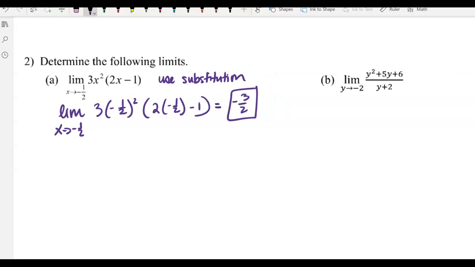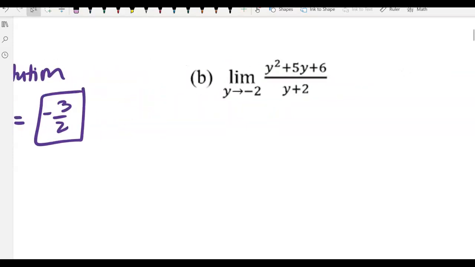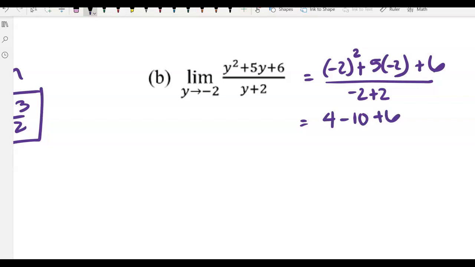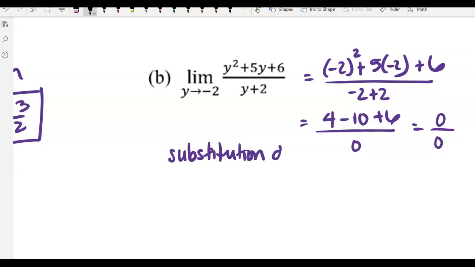Ready? Every time we see a y, we're going to plug in what? All right, so negative 2 squared plus 5 times negative 2 plus 6 all over negative 2 plus 2. What's negative 2 squared on the top? 4 minus 10 plus 6 all over 0. What's on the top? 0 over 0? Oh my. Did it work? Substitution does not work. What do we do now when substitution does not work?